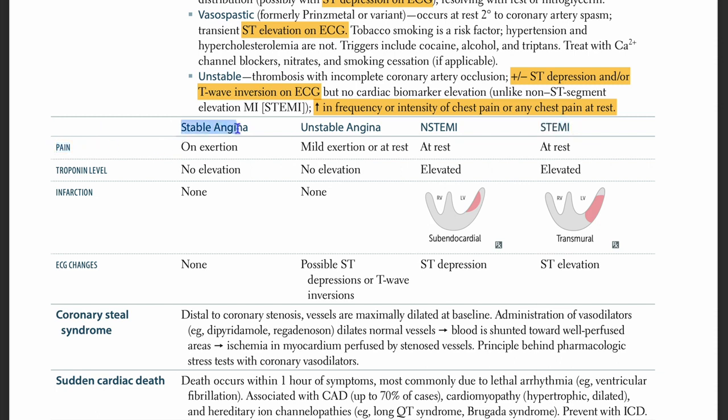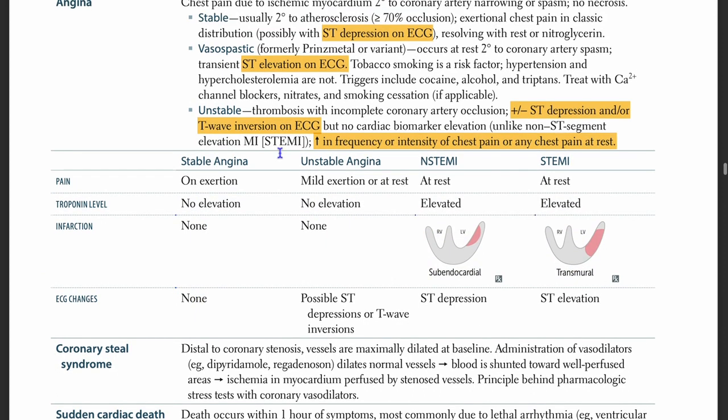On pain, stable angina occurs on exertion. There won't be any troponin level elevation. That's the cardiac marker, and it only rises when there is a myocardial infarction. Infarction: none, and ECG changes: none, even though possibly it could have ST depression on ECG. But that's not reliable, because they'll tell you that he was exerting himself and then he felt chest pain, so that's stable angina. But then it resolved after 15 minutes of rest.